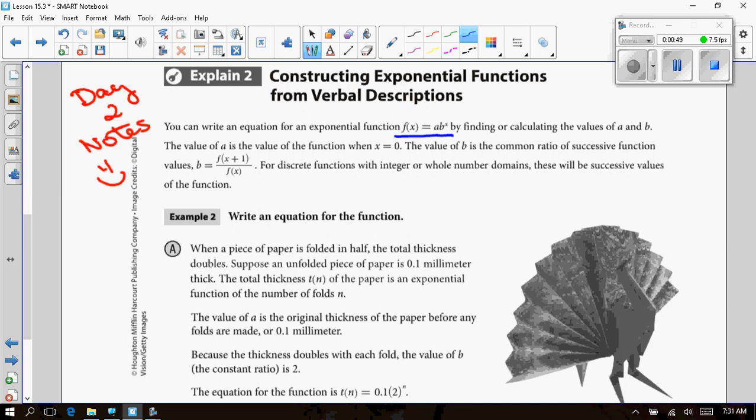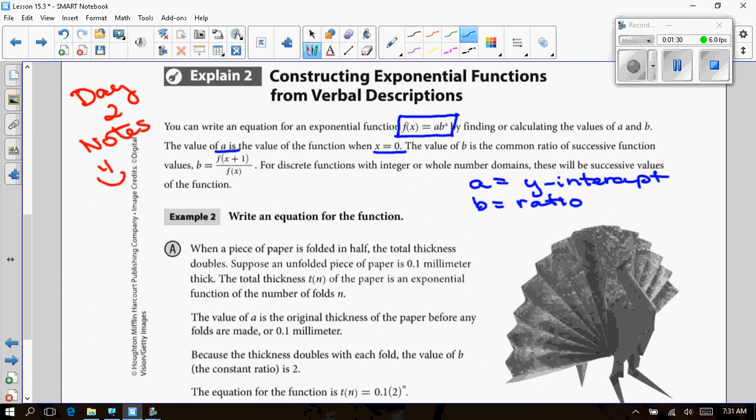Okay, and you're like, well, what's a and what's b? A is the value of the function when x equals 0. So when you think of the a position, I want you to think of the y-intercept. And then b is that common ratio that we have been working with. We've been labeling it r, now we're going to call it b. This is the full technical mathematical way of writing an exponential function. Again, that common ratio is when you take the current value and divide by the previous one.